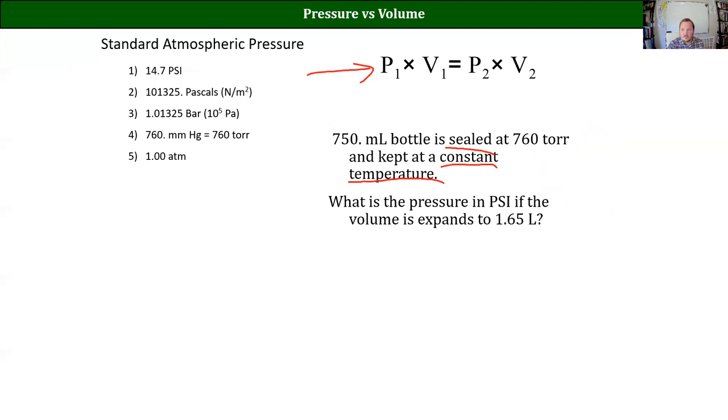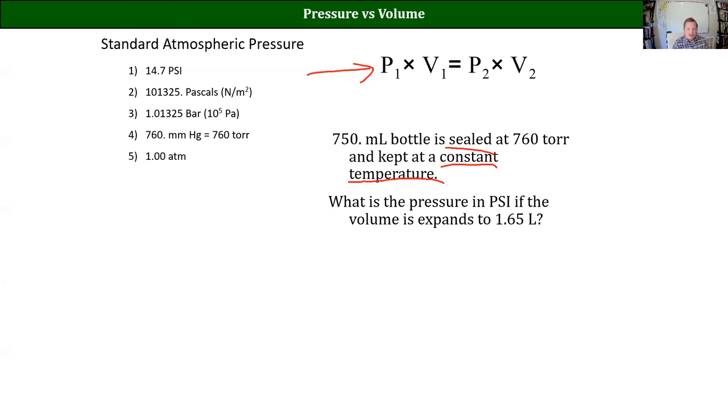Hang on one second. All right, sorry, apologies. I was refereeing a skirmish between my children.